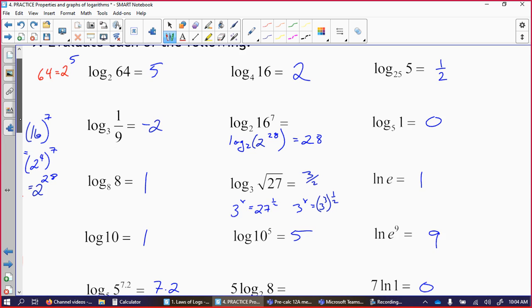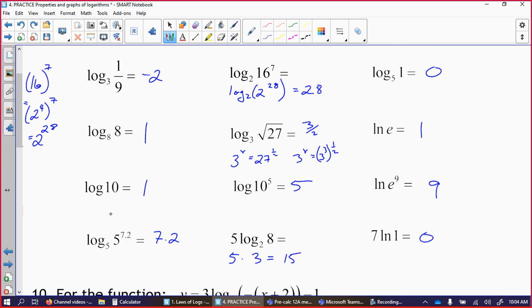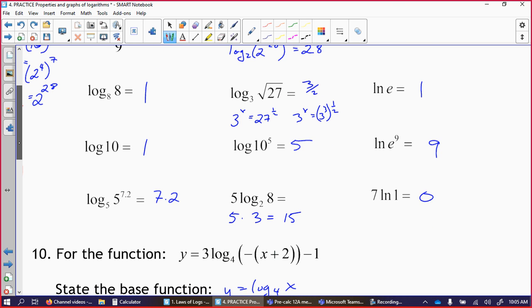Ln of e is 1, log of 10 is 1, log of 10 to the 5th, well, 10 to what power is 10 to the 5th, is 5, ln of e to the 9th is 9, and so on.